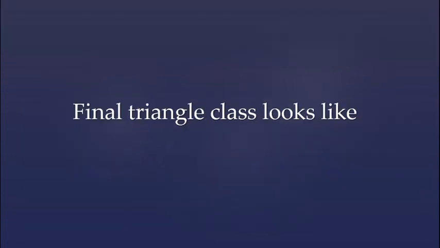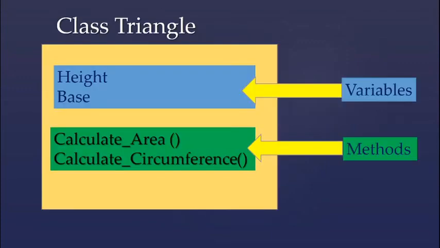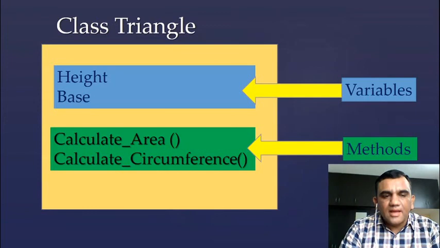The final triangle class looks like this. It basically has the height and the base as variables, and calculate area and calculate circumference as the methods.